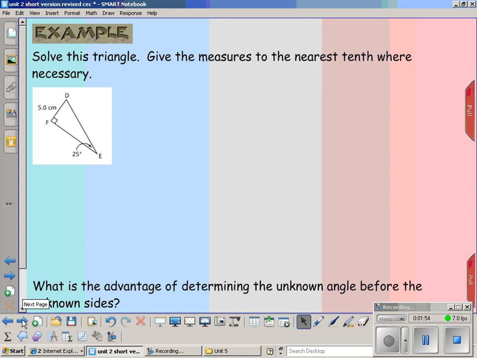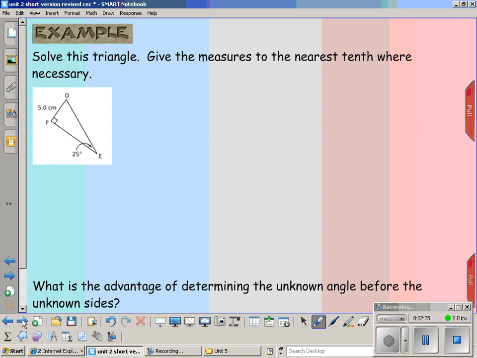We want to solve this triangle, and we want to give the measures to the nearest tenth when necessary. So we can start in many different places. It really doesn't matter. What we might want to do is we know two of the angle measures, so we could look at finding the third angle measure. What do we know about the sum of all angles in a triangle? We should remember that they add up to 180.